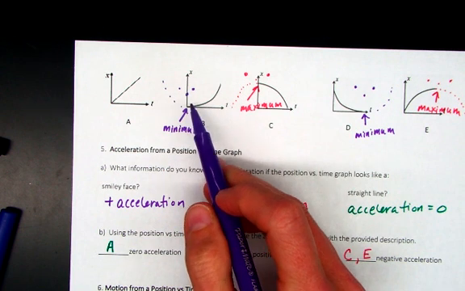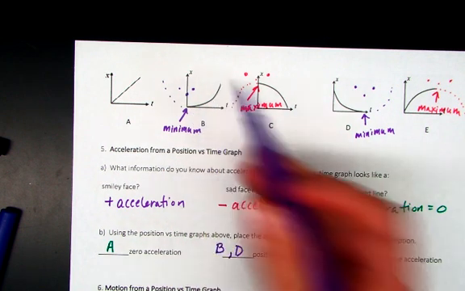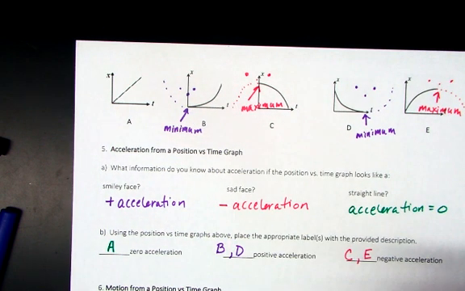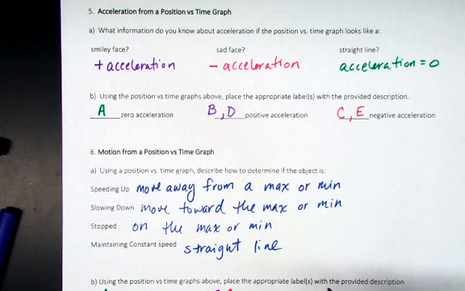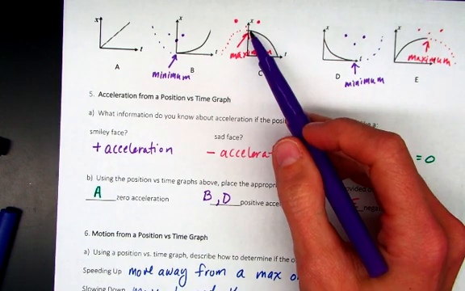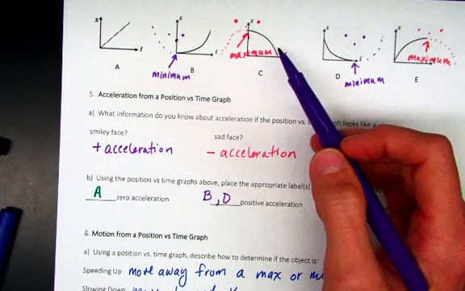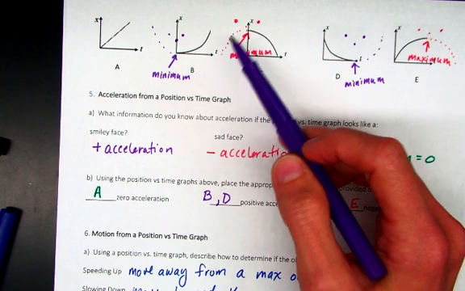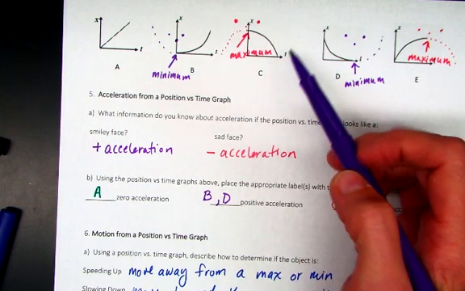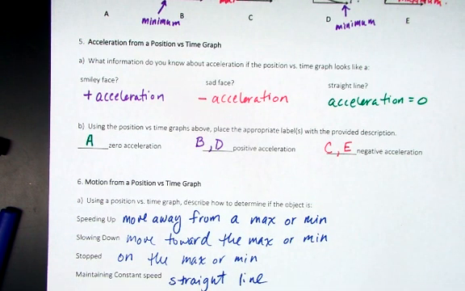What's happening for B is I'm moving away from the min in the positive direction. So I'm moving in the positive direction with positive acceleration. For C, I'm moving in the negative direction, right? And I have negative acceleration. So a negative and a negative, then we are speeding up.